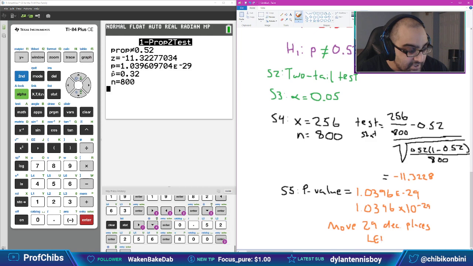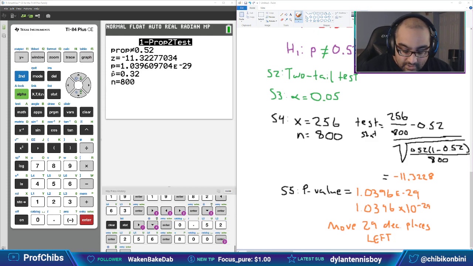So you actually have a very, very tiny number. You basically have 0.28 zeros and then 10396. So as a physical representation, this is what it would look like.